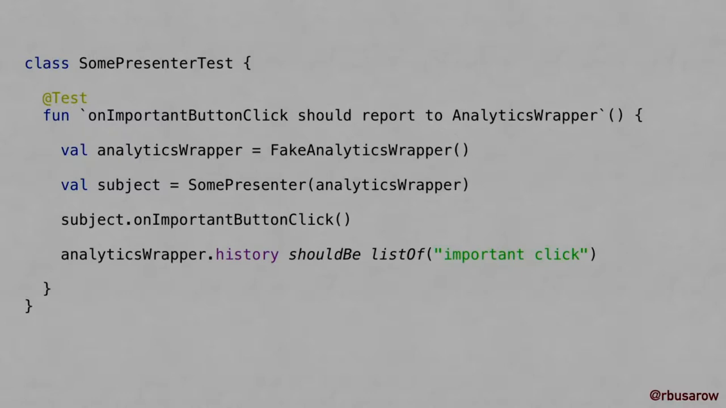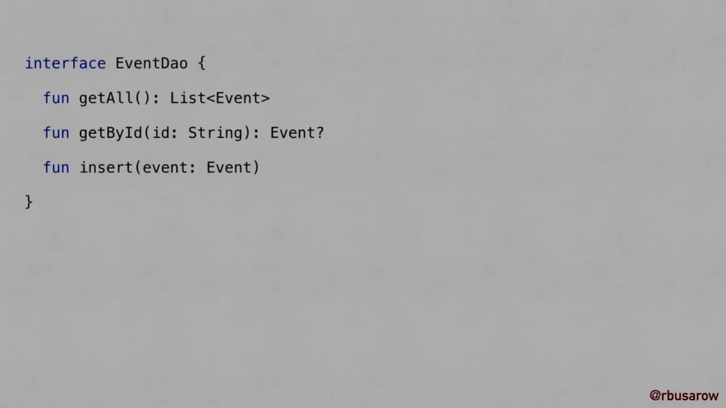analyticsWrapper.history should be some list. So instead of using verifies, we're able to check that everything which has been called is represented in this list. And this isn't actually the best example of where a fake comes into play.